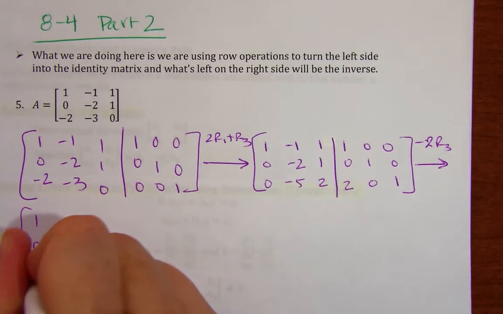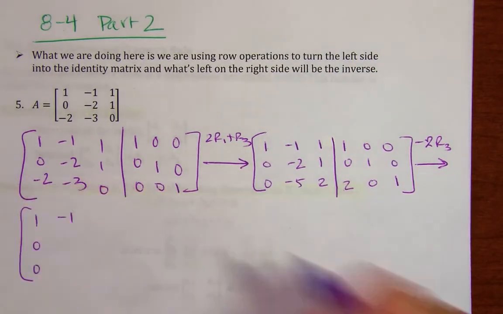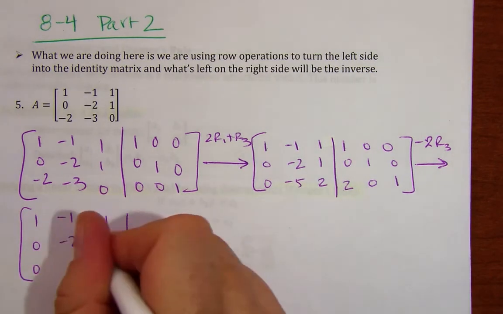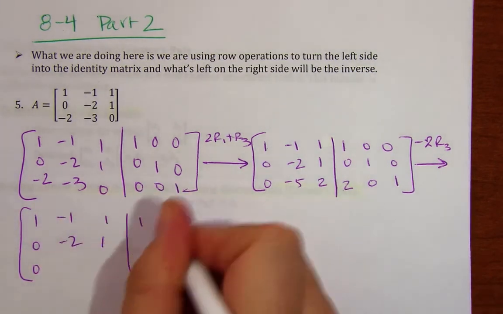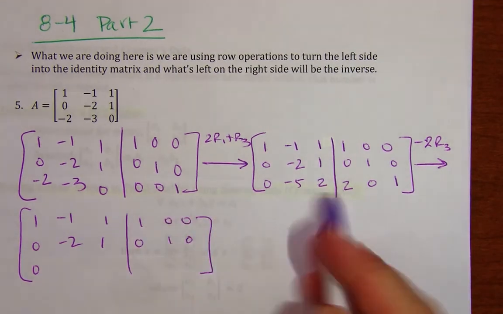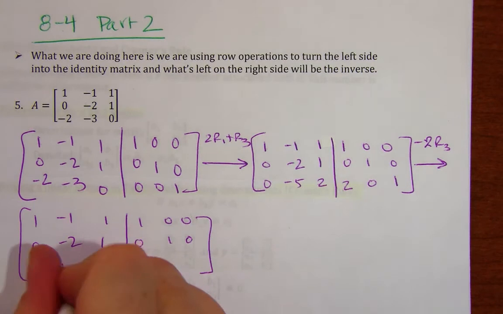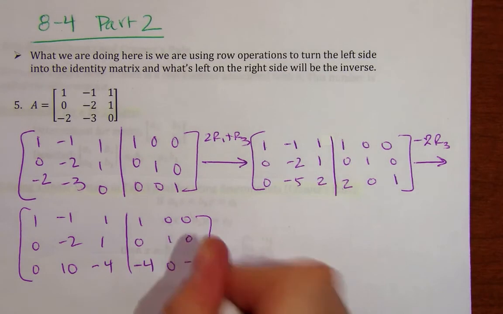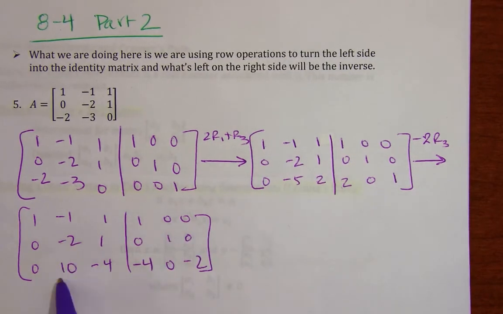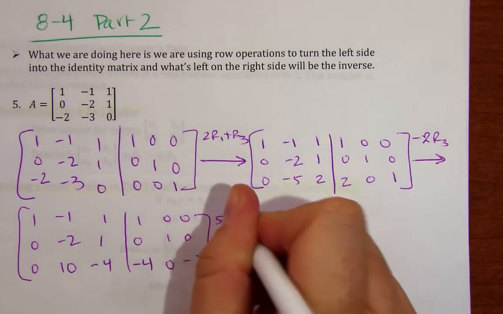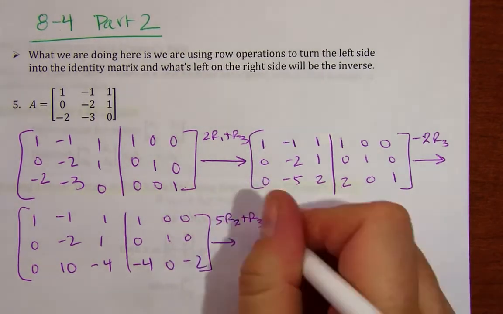I have 1, 0, 0, -1, 1. Those didn't change. -2, 1, 1, 0, 0, and 0, 1, 0. And the only one changing is row 3, and I'm multiplying by -2. So that's going to become 10, -4, -4, and 0, -2. And now I can use row 2 to cancel out. So I'm going to multiply 5 times row 2 plus row 3.